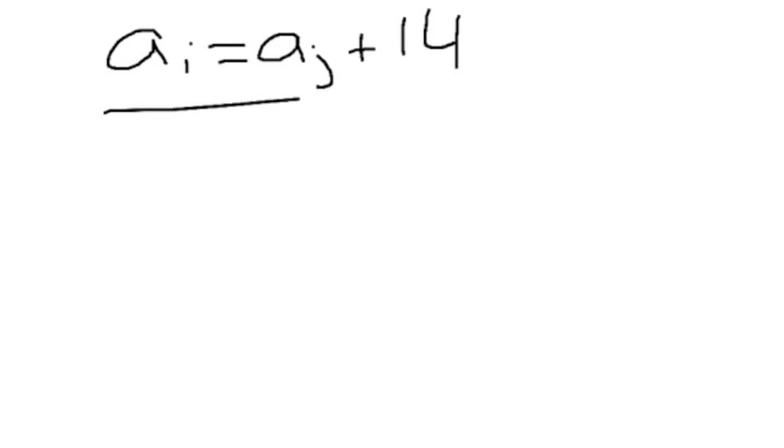Therefore, by Pigeonhole Principle, at least 2 integers in our 2 sets must be equal. We know that because there are 60 objects and only 59 boxes, there must exist some a sub i that equals some a sub j plus 14. This means that exactly 14 games were played from day j plus 1 through day i.